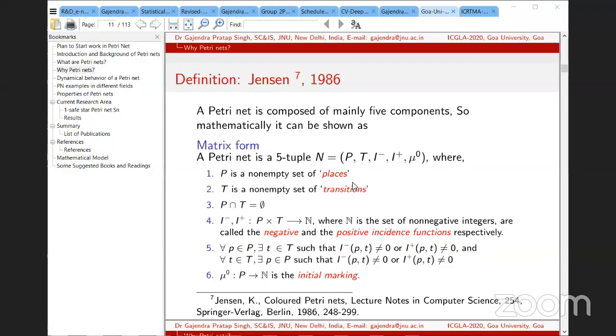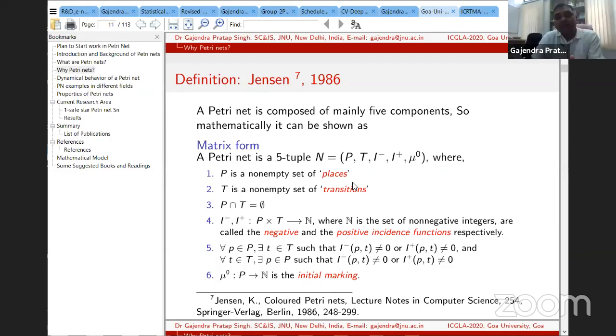And for every place there exists a transition. That means no place or transition can be isolated. And if there is a relation between transition to transition, that will be by a place. We cannot directly connect transition to transition. Similarly, place to place. If place to place is connected, that has to be connected by a transition.